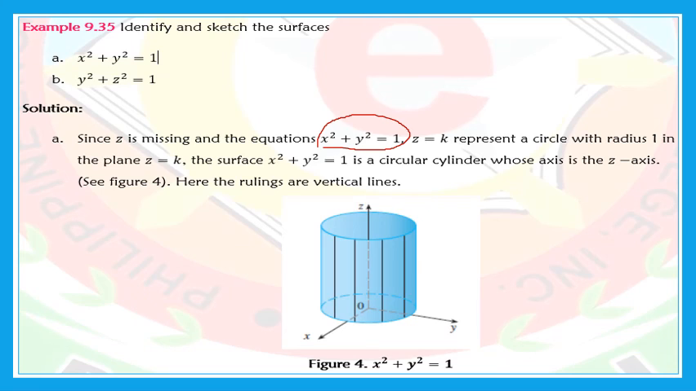So here are the rulings. Here the rulings are vertical lines. So since ang wala dito is z, ibig sabihin yung generator natin or rulings natin dito is parallel siya kay z-axis. Okay, di ba? Ito yung rulings natin. Yan, yung mga lines na yan, which is parallel sa z-axis. Okay, kasi siya yung wala na variable sa given natin na surface. So, this consists of circles with radius 1. So, maraming circles yan, pinagdikit-dikit. So, ang nabuo is a circular cylinder.